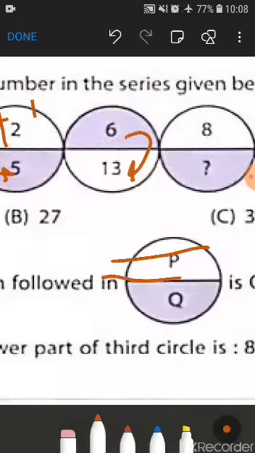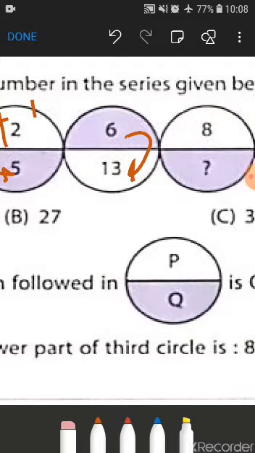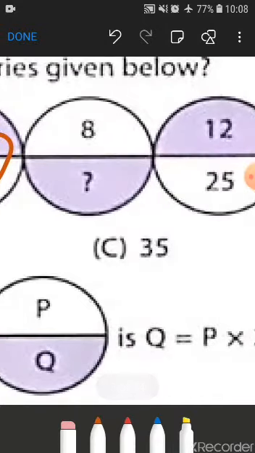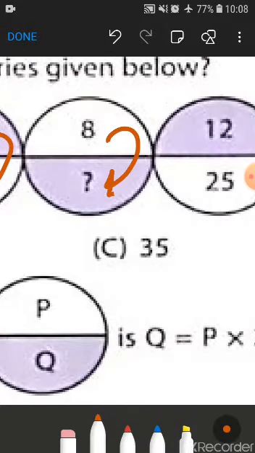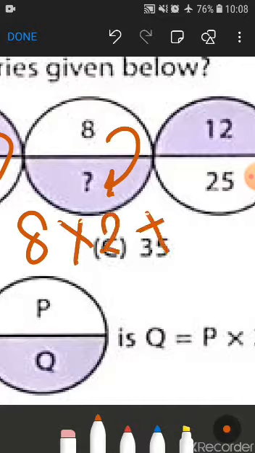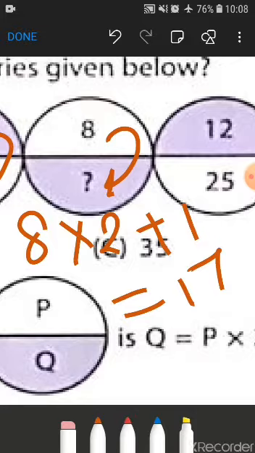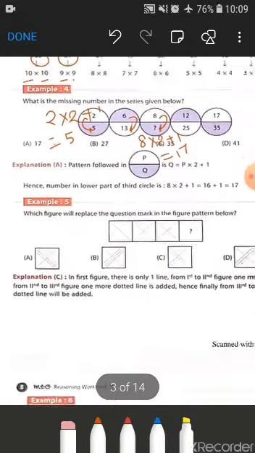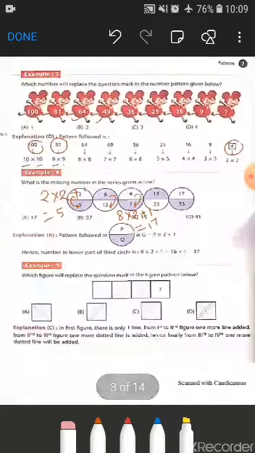Now coming to the answer of this question, as we can see, 8 multiplied by 2 will be 16, plus 1 will be 17. So 17 will be our correct answer to this question. So in this way we can solve different kinds of questions.